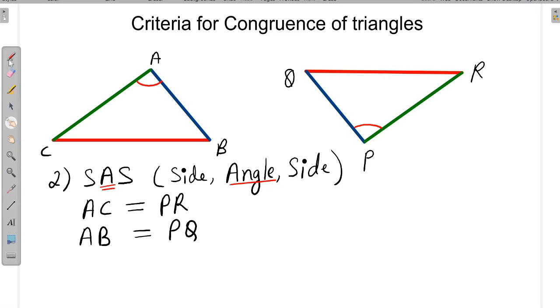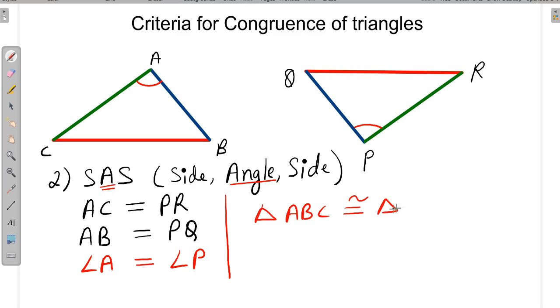So here angle A is equal to the corresponding angle. When these three conditions are fulfilled, then we can say the triangle ABC is congruent to triangle PQR.